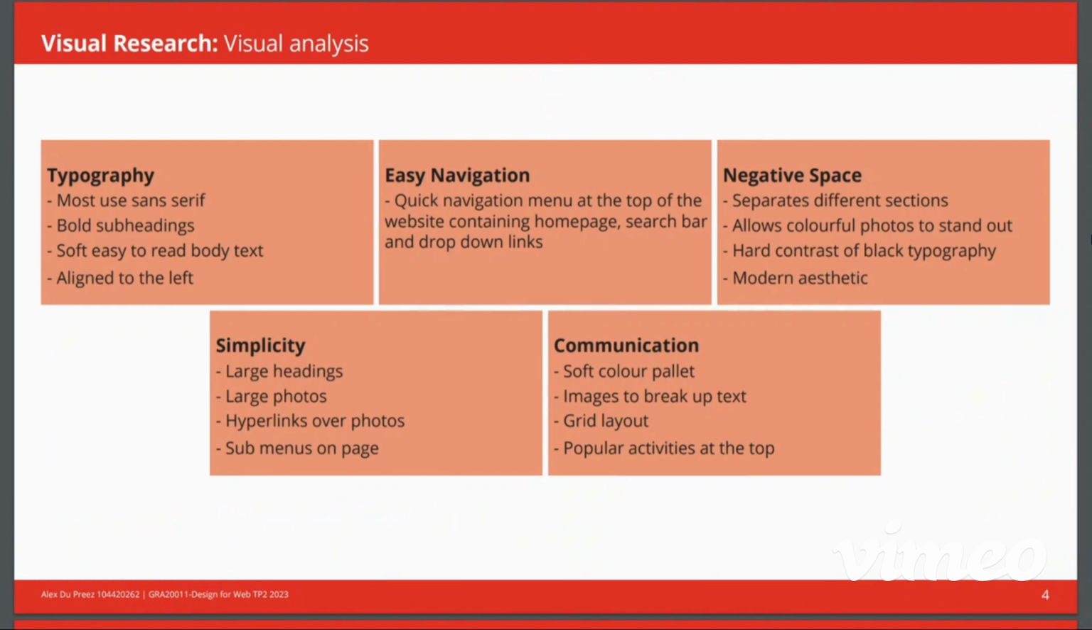Negative space. Most of the websites use negative space to separate different sections and to allow colorful photos to stand out. Simplicity. Most of the websites had large headings and large photos. Communication. These websites also contained a soft color palette and images to break up the text.